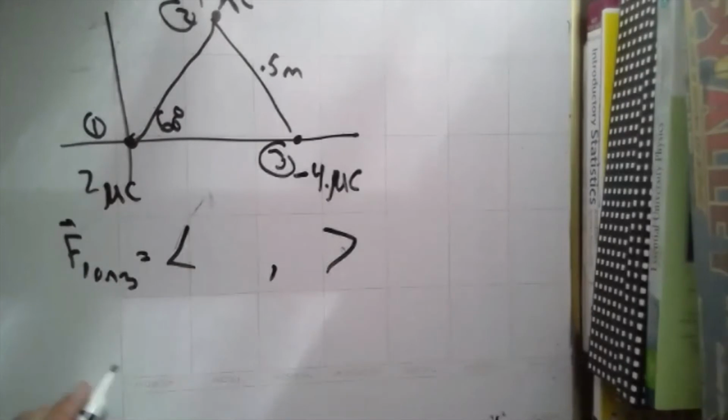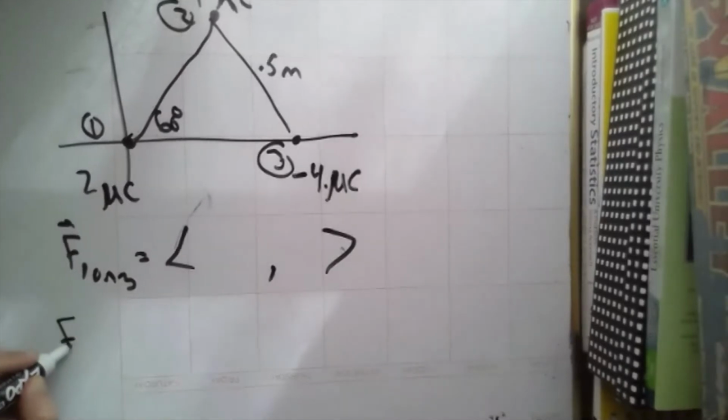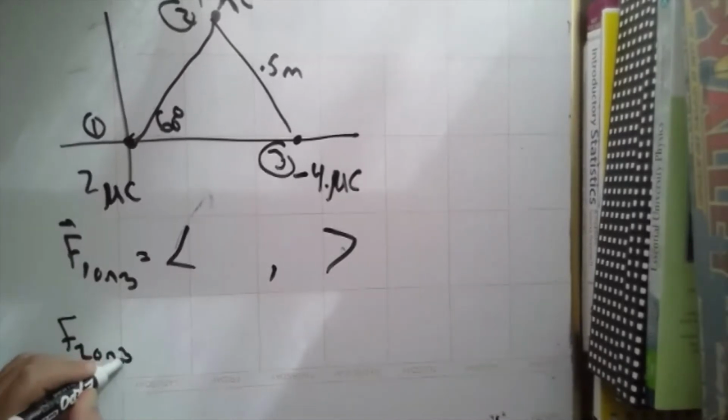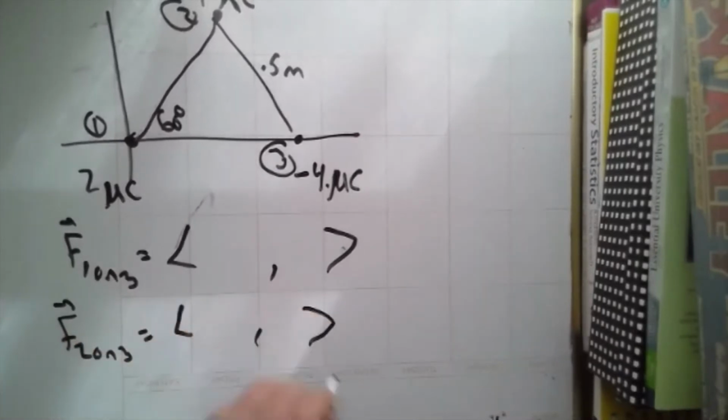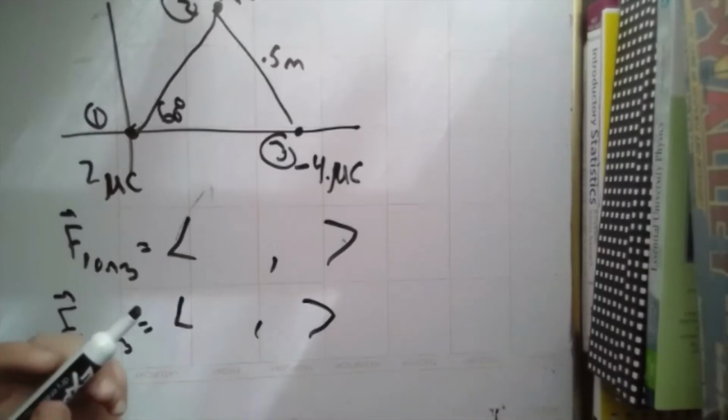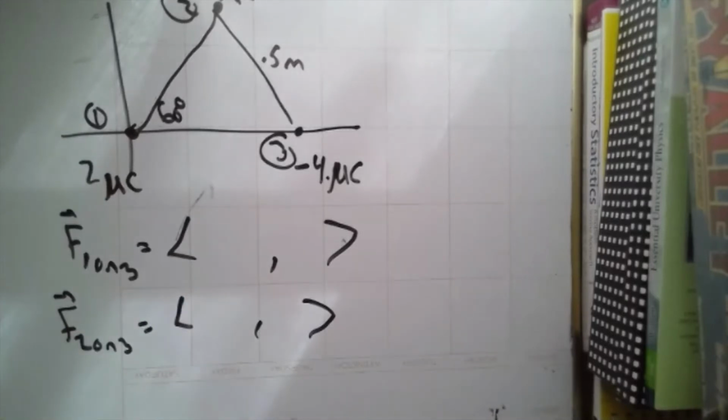You're going to have to do some work to find that. That might take you a quarter of a page. You want to find F2 on 3 as a vector. Write that as a vector. Use the picture to figure out directions, pluses and minuses. Coulomb's law will only tell you the magnitude.